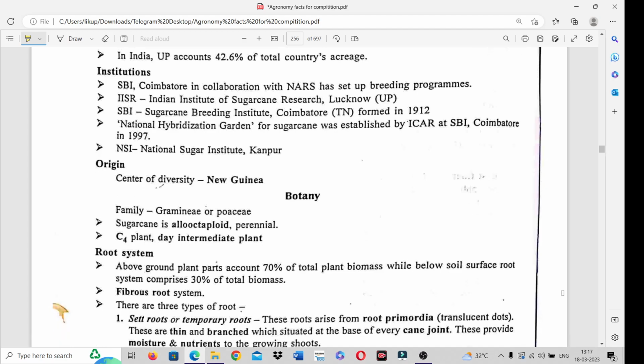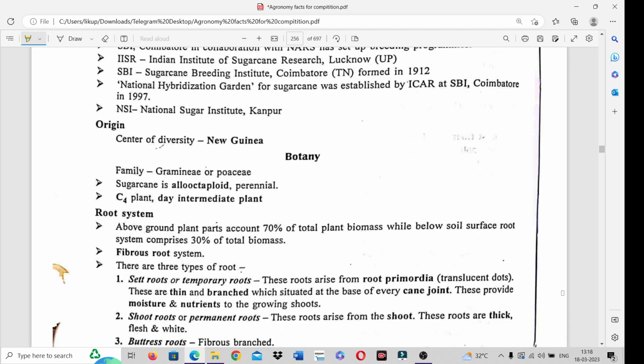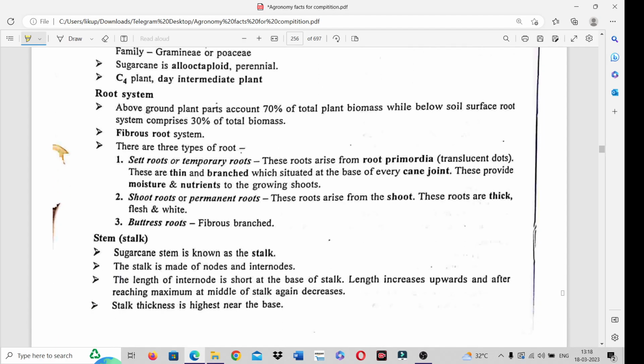Origin is New Guinea. Then botany: the family is Gramineae, Poaceae family. Sugarcane is an allopolyploid plant, a perennial crop. Then it is a C4 plant, that is the intermediate crop. Then the root system.